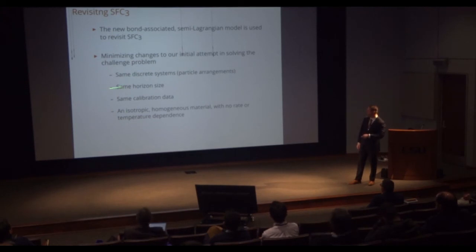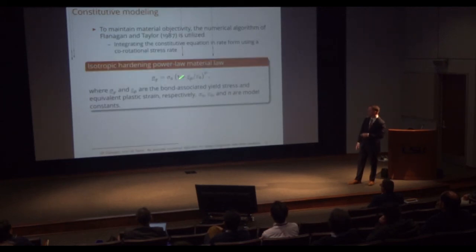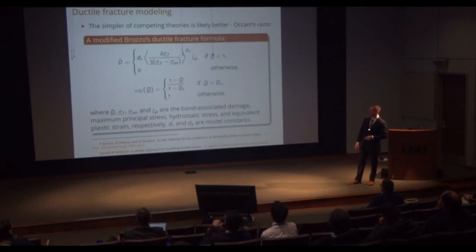Same discrete system, same horizon, same calibration data. Even though the material was a little bit anisotropic, we just used a high isotropic homogeneous material, no rate, no temperature dependence. We used the same plasticity model as before, this power law model. We're doing everything in the current configuration, so we have to worry about objective stress rates. We just use a co-rotational formulation. That's all standard stuff.